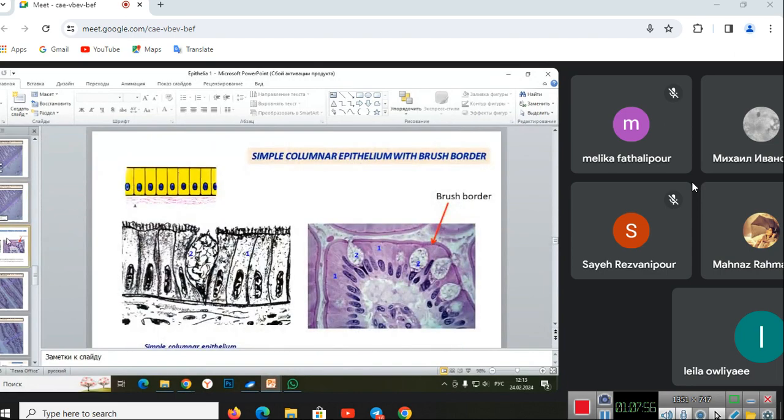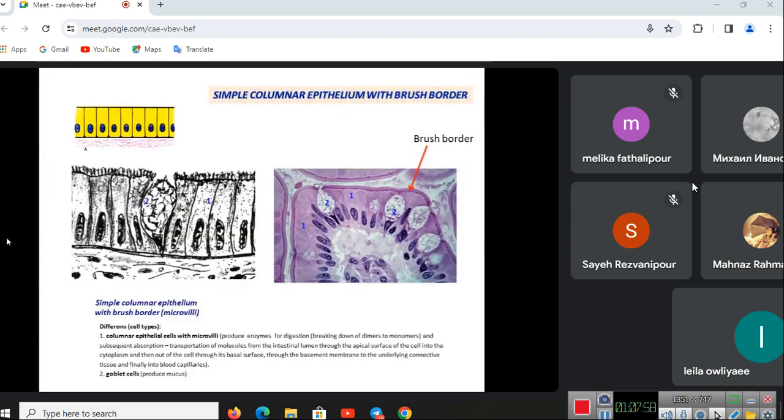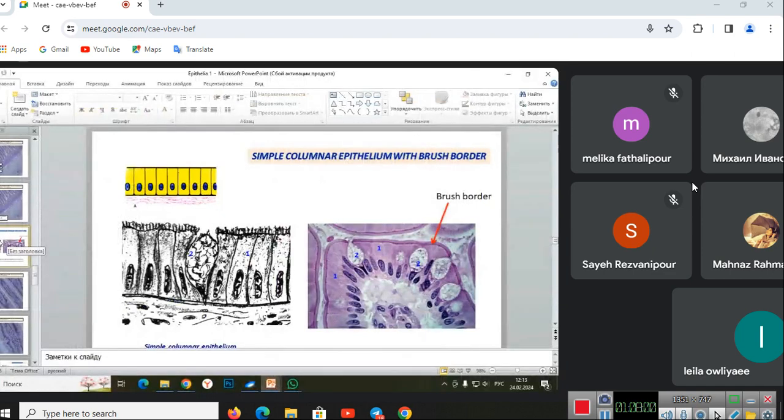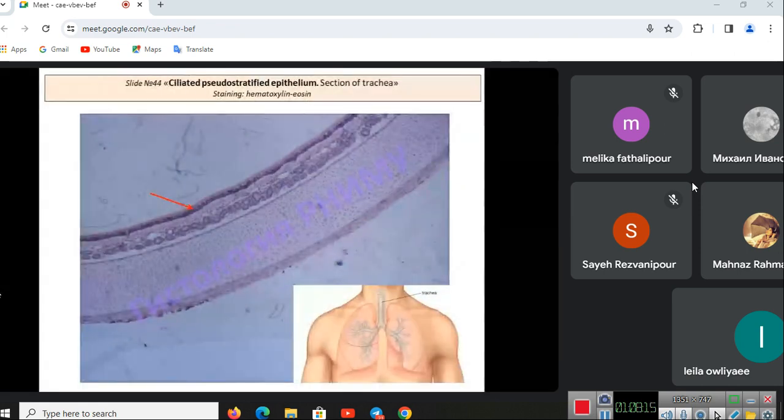Two cell types here, and it means the two differons, and the stem cells are the stem cells for both differons. So the stem cell can develop either into goblet cell or into the columnar cell with brush border. Okay, go next to the ciliated pseudostratified epithelium in the section of trachea.